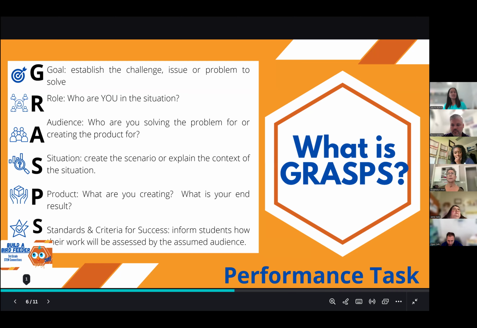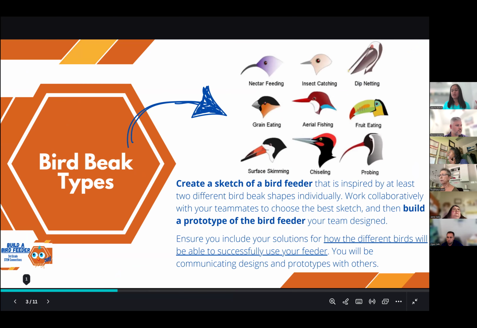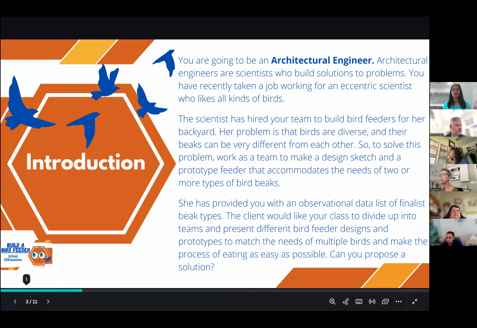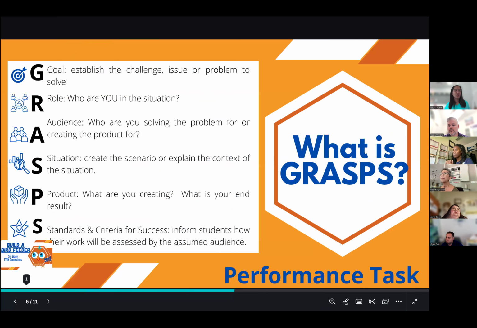In this case, the audience is who you are solving the problem for or creating the product for, which is really anyone. I'm going to go back really quick. Sorry. So for this one, I think you were hired. They are working as a team, hired to create the bird feeder. So you are solving the problem for that person that hired you.